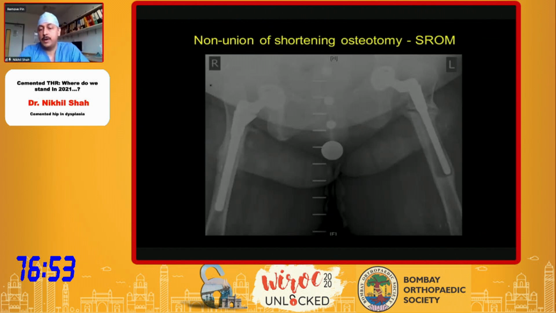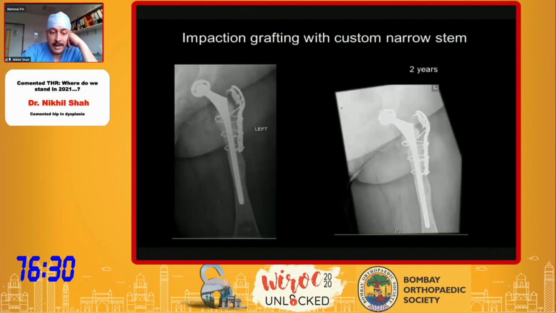This is another case where an Exeter stem had been used in another hospital for a subtrochanteric shortening. This is probably the favorite stem for most surgeons when they do subtroch shortenings, but it is not without its own problems. You can see on the right hip, it has worked quite well, but on the left hip, unfortunately, there is a non-union and the stem has become loose. The canal was very narrow. So we had to plan a custom cemented stem, which goes longer, and associated with that, we had to do impaction grafting and then fix it with a plate as well. And you can see the follow-up at 2 years.